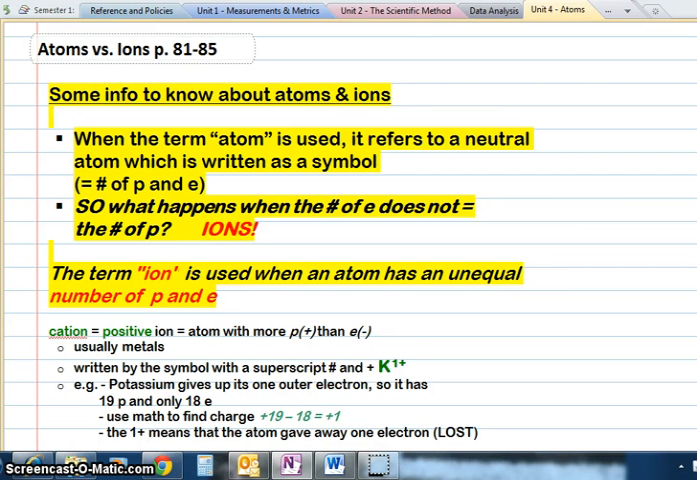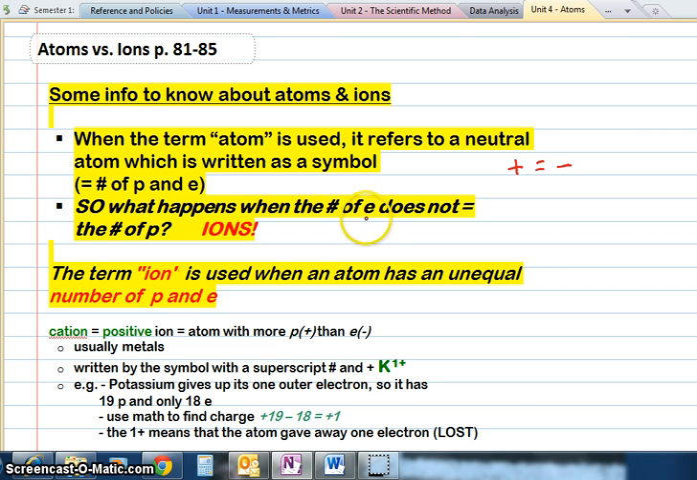We are looking at the notes we took in the book on pages 81 to 85. I believe the section was called Atoms, Ions, and Isotopes. We're going to first look at regular neutral atoms versus ions. And I've been saying to you all along, when we use the word atom, it refers to a neutral atom, so that we're going to have an equal number of positives and negatives. So the number of protons is going to be equal to the number of negative electrons.